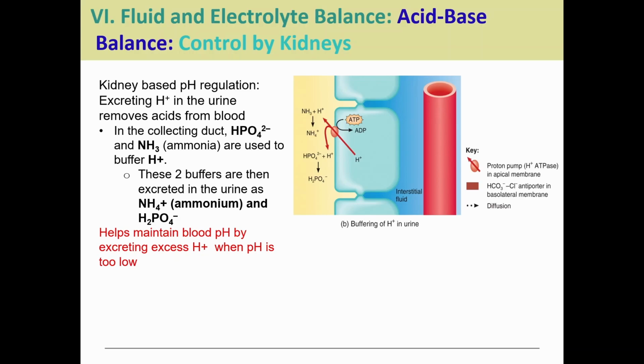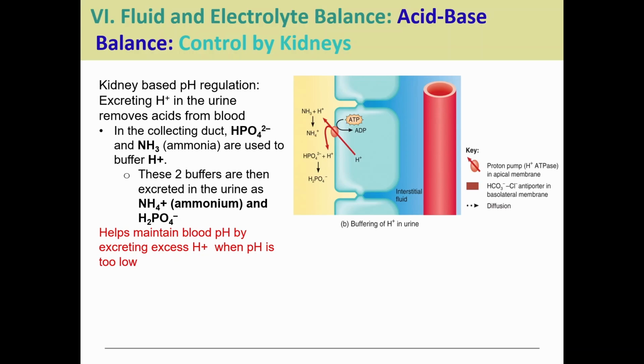So the kidneys are going to excrete those hydrogen ions into the urine. And we can have them in the collecting duct. We have the monohydrogen phosphate and the ammonia that are used to buffer this so that the urine isn't too acidic. And then they all get excreted out. Basically the ammonia and the hydrogen ion will bind together to form ammonium. And then we have our hydrogen phosphate there as well to be excreted out.